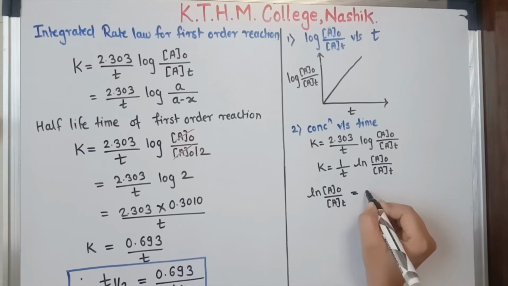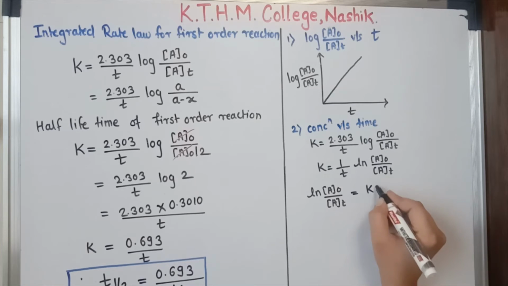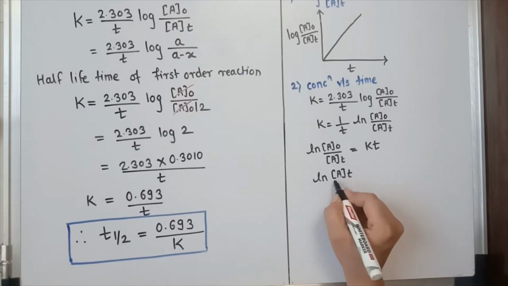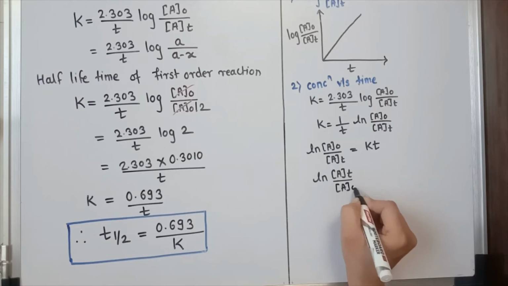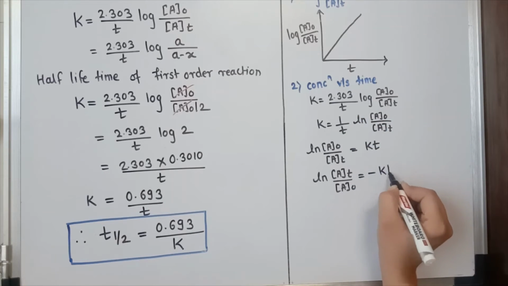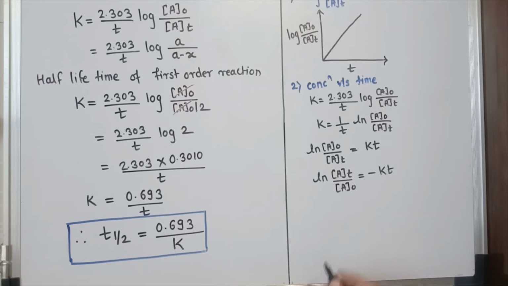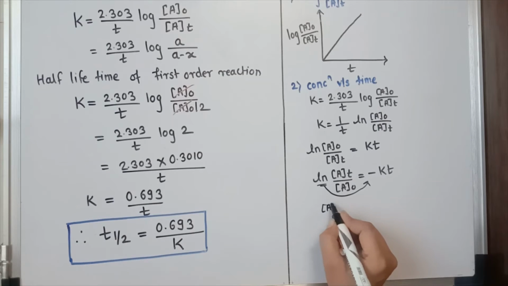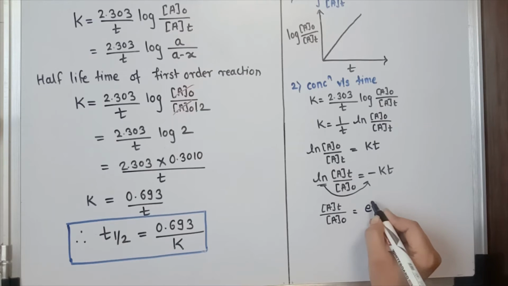So now we will shift this ln of A naught upon At, which is equal to Kt. Okay. So now ln of At upon A0, since we have taken the reciprocal, will be equal to minus Kt. When this ln shifts to this side, it becomes e raised to minus Kt. Okay.